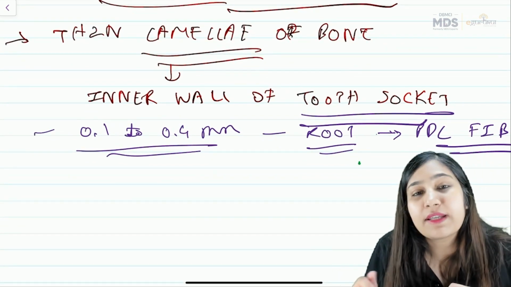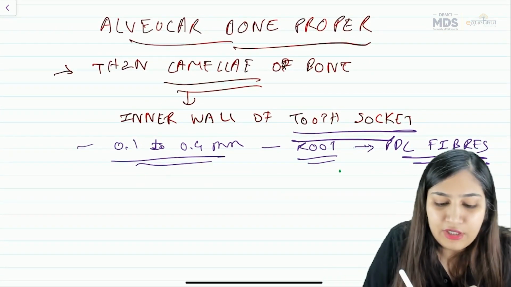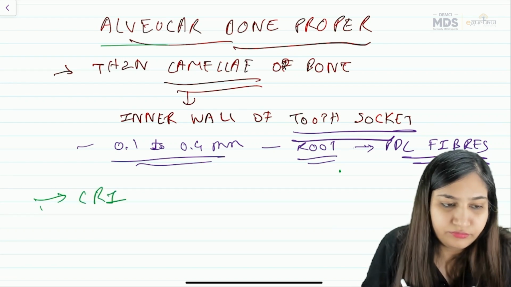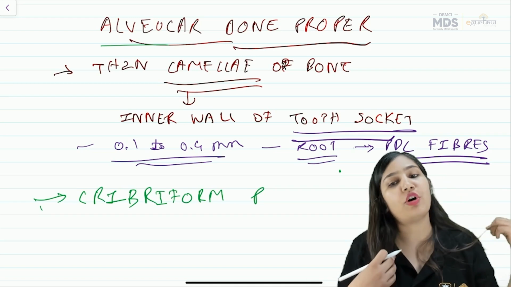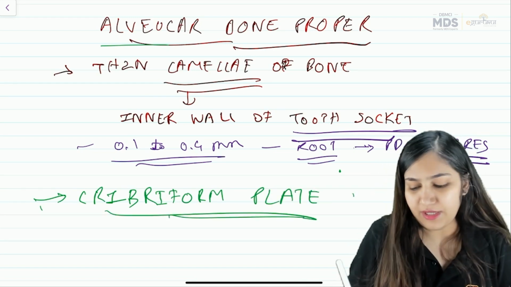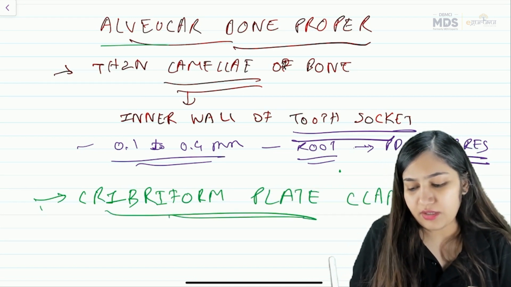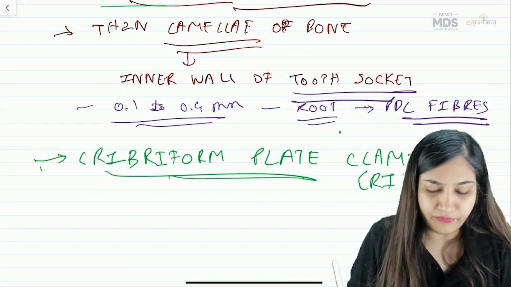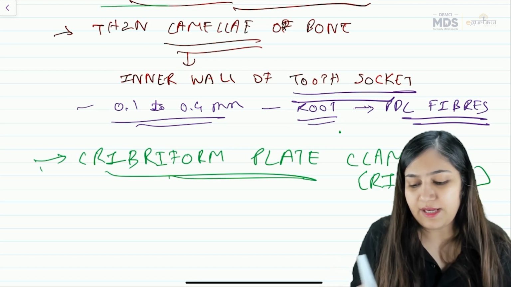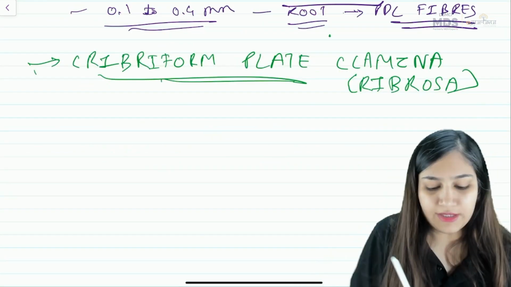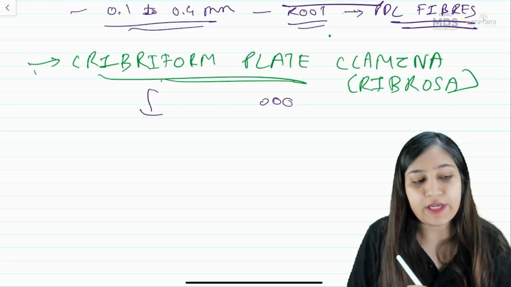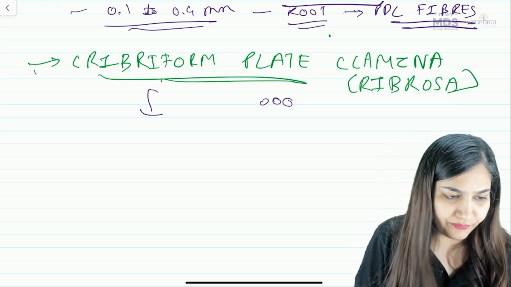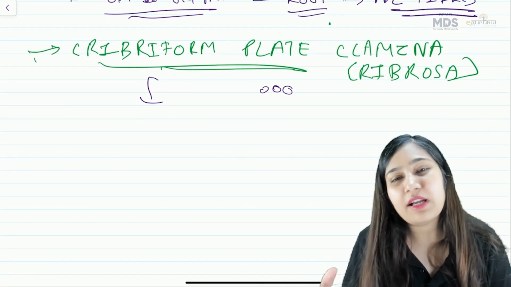Alveolar bone proper is also known as cribriform plate, or lamina cribrosa. Why is it known as cribriform plate? Because it is perforated by many openings that transmit the intraalveolar nerves and vessels.